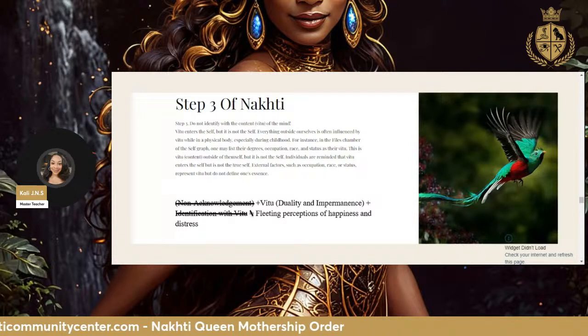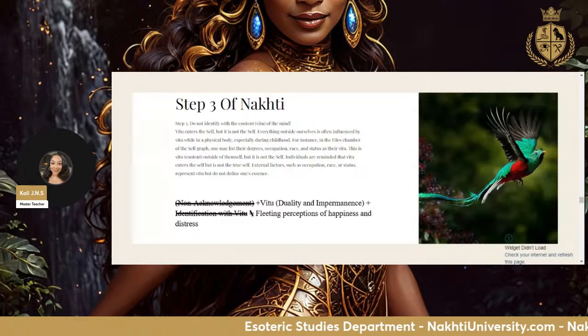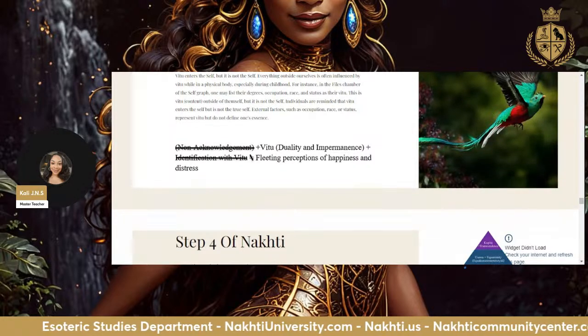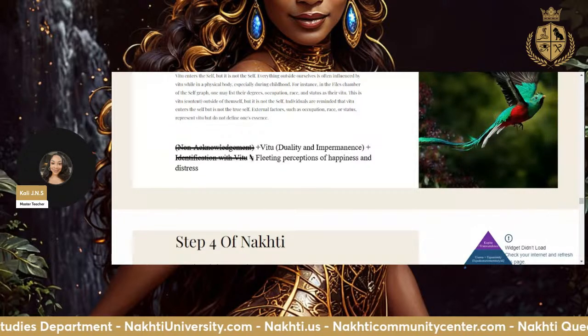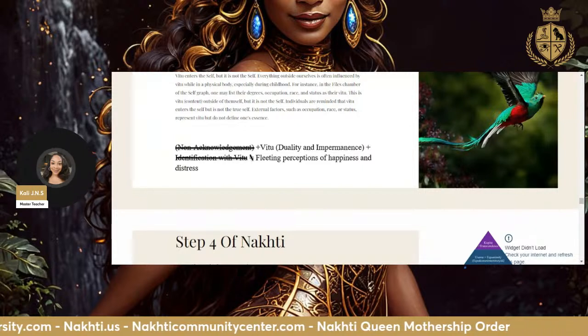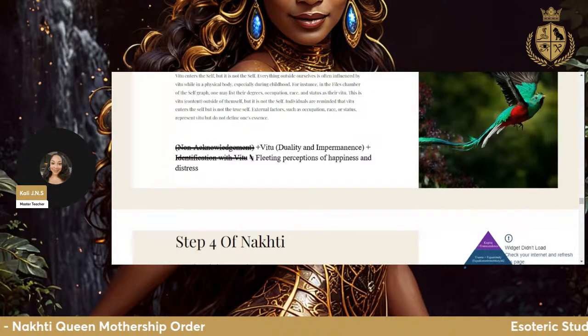So individuals are reminded that content enters the self, but it is not the true self. It is not your true essence. And so remember, you have acknowledgement that V2 is duality and impermanence. Remember, content information is duality and impermanence. And you are not identified with it. So there are no more fleeting perceptions of happiness and distress. There's tranquility of the mind. That doesn't mean you don't get triggered, because again, what's the next step?